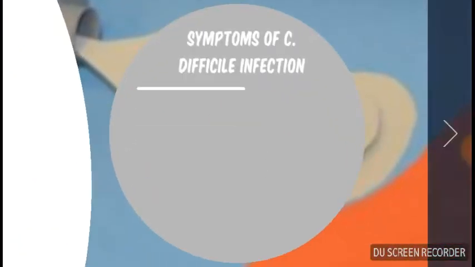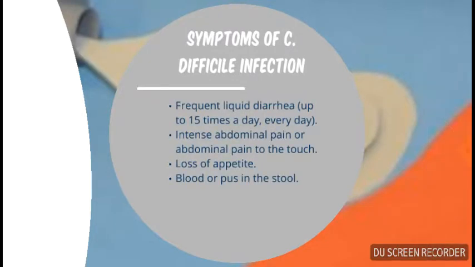Symptoms of Clostridium difficile infection: frequent watery diarrhea, intense abdominal pain or abdominal tenderness to the touch, loss of appetite, and blood or pus in the stool.